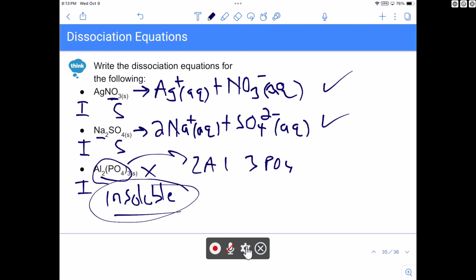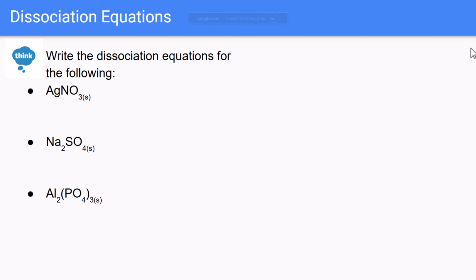Let's see what we've got left over at the very end. It appears we have nothing at the end. I thought I had one more slide, but I guess I don't. So that wraps up our solutions.